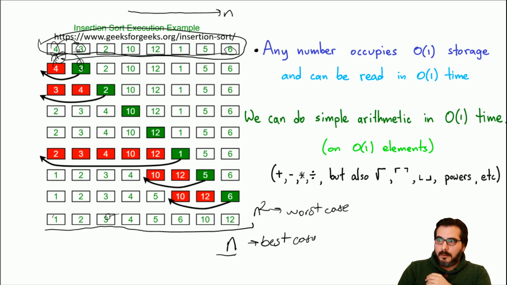To make a note, any number occupies O(1) time and can also be read in O(1) time. That's our assumption, and you can basically do any kind of calculations with those O(1)s. But here, I have n elements, large enough n. So the worst case is n squared, and the best case is n.